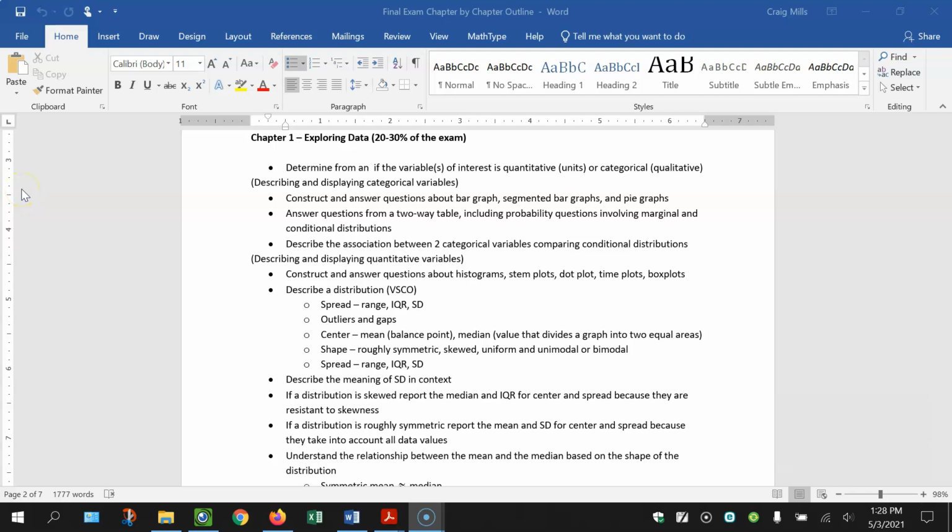Yo, AP Stats. This is going to be a chapter by chapter review. I got asked about this week, so hopefully you find this to be valuable. So, chapter one is just exploring data.